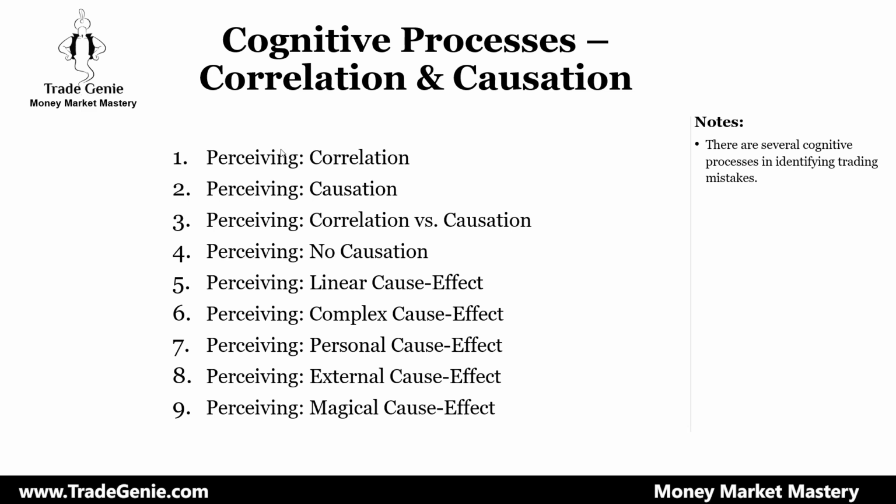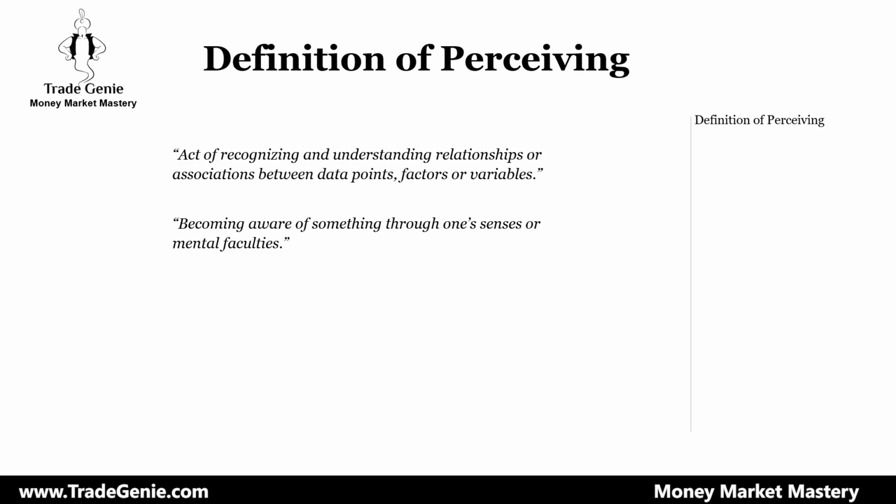So when I came across this word perceiving, I said, what is perceiving? First you need to understand perceiving, then you need to understand correlation, then the definition of causation, and then you understand cause and effect. This is where we are going. So what is the definition of perceiving? The definition of perceiving is the act of recognizing and understanding relationships or associations between data points, factors, or variables.